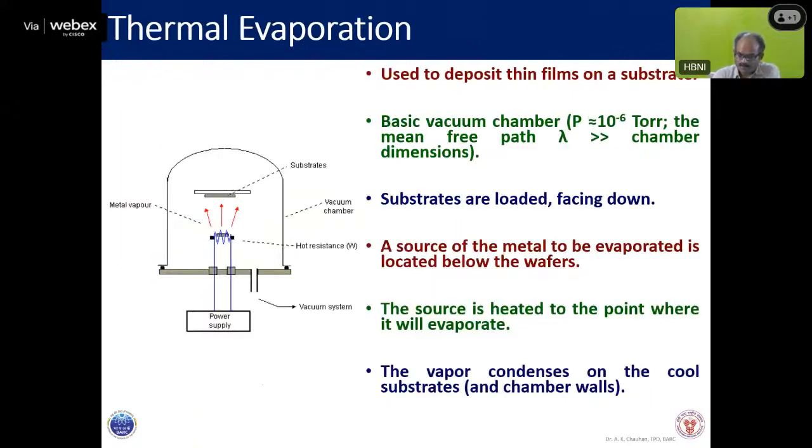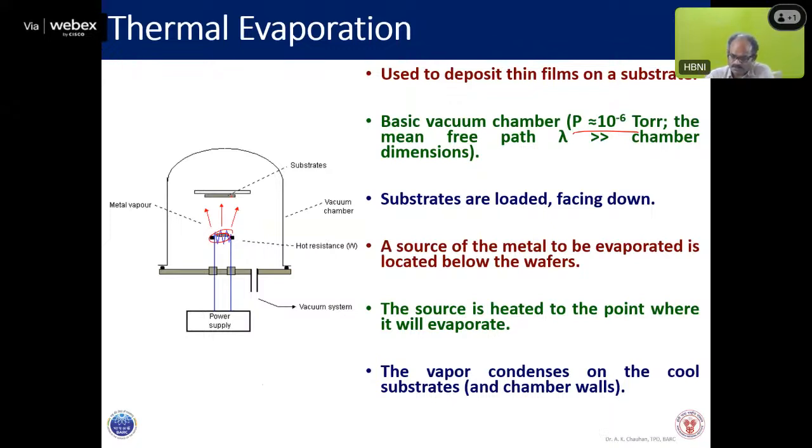Like in thermal evaporation, it is used to deposit thin film on a substrate. The vacuum chamber is at nearly 10 to the power minus 6 torr. The mean free path lambda is greater than the chamber dimension. You place a substrate here which is facing this resistance, where you have actually placed the source which you want to evaporate and deposit.